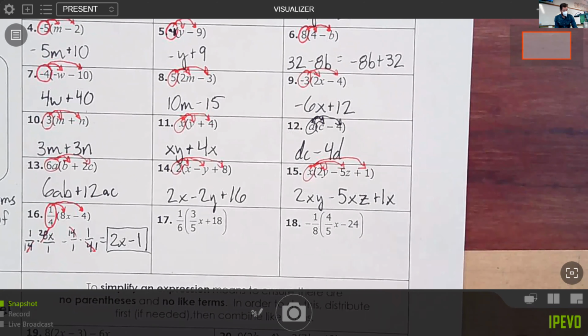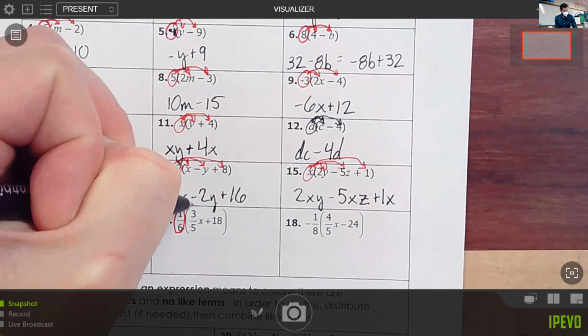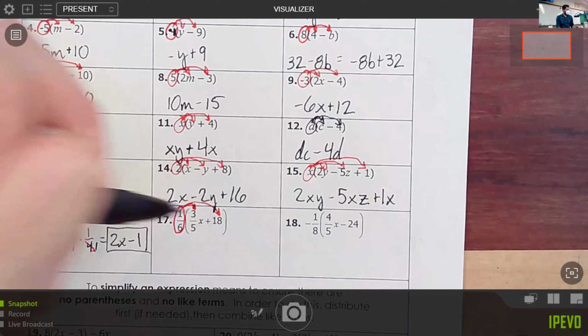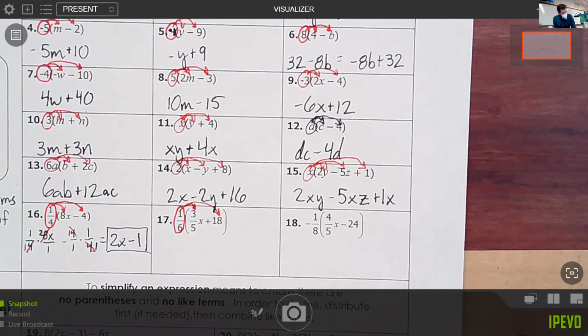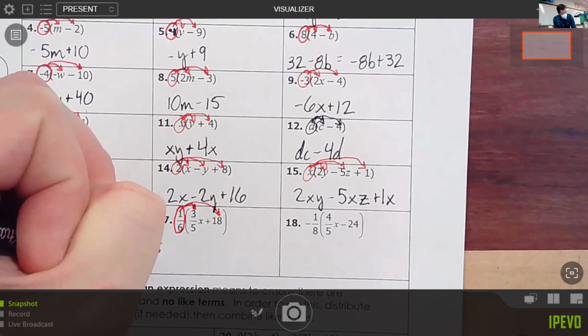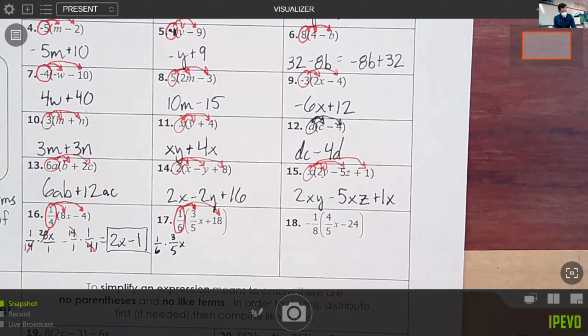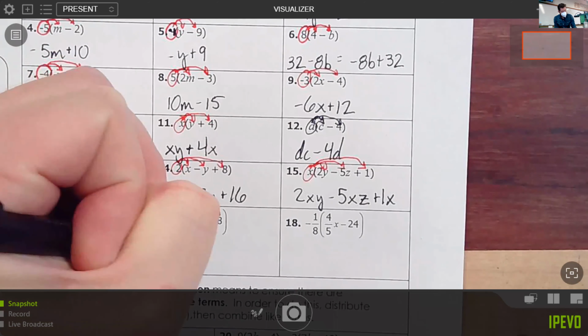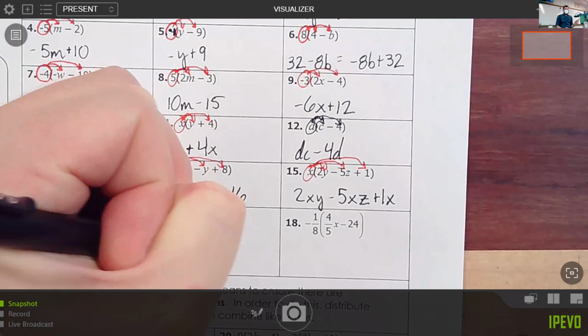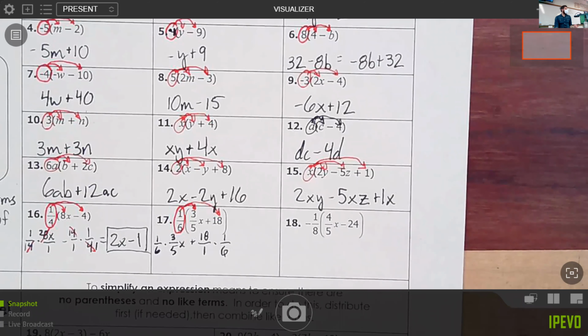For 17, we've got 1/6 times 3/5 x plus 18. So I'm going to write this out. We're going to have 1/6 times 3 over 5 x. Then we'll do plus 18 over 1 times 1 over 6. Just a reminder, when you are multiplying fractions, you do not get a common denominator. That's only for adding and subtracting fractions. You also do not keep, change, flip. That's for dividing fractions. So multiplying fractions is just straight across the numerator, straight across the denominator.